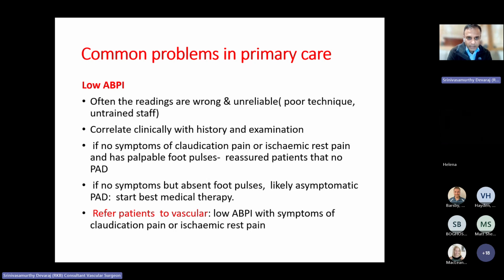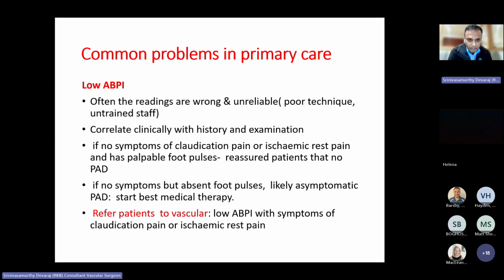I suggest correlating that clinically with the history and examination. History is, do they have symptoms suggestive of intermittent claudication pain or ischemic rest pain? Examination: does the foot look pink? Is the capillary return time 2 to 3 seconds? And have they got palpable foot pulses? If they've got no symptoms and clinically the foot looks well perfused, you just have to reassure patients that there is no peripheral arterial disease and the ABPI reading is likely to be false.